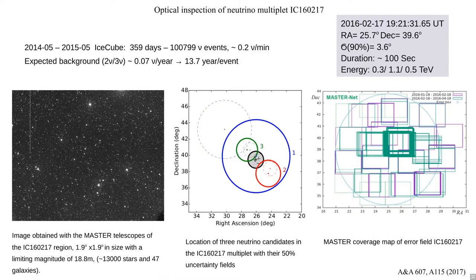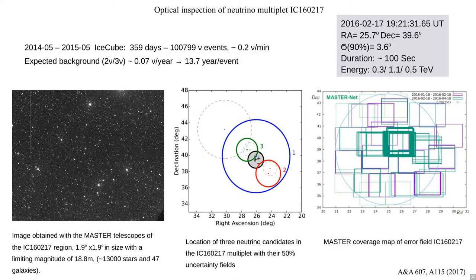On February 17, 2016, the IceCube Neutrino Observatory detected a neutrino triplet at 19:21 universal time from one area of errors in determining the location of the source, which arrived within 100 seconds with energies of 0.3, 1.1 and 0.5 tera electron volts, respectively. A random neutrino triplet event is expected once every about 13 years.